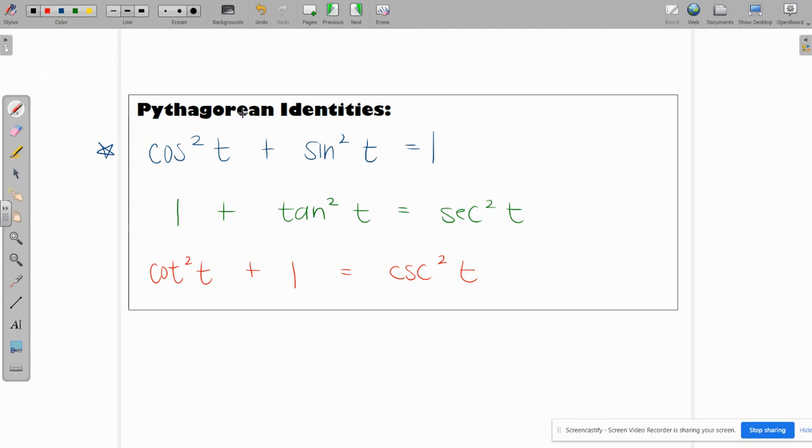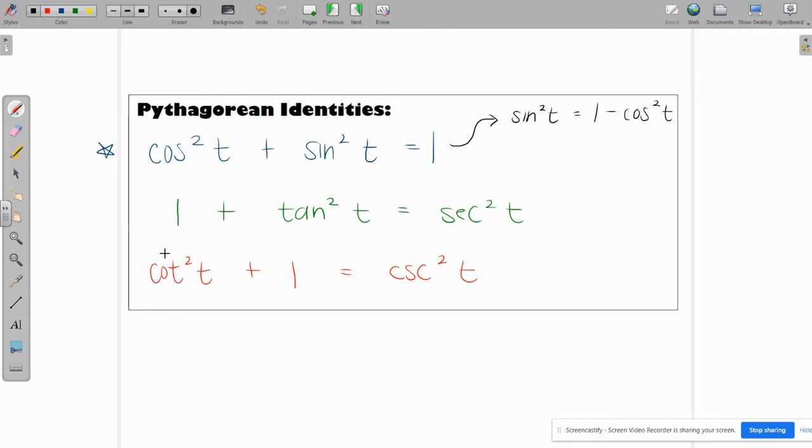One thing to keep in mind is that these identities could be manipulated. In other words, you could solve for different pieces. So for instance, from the first one, maybe I wanted to isolate sine squared. So sine squared, if I took away cosine squared, would equal 1 minus cosine squared of your angle. This stems from the original Pythagorean identity, but I just wanted to show you that you can change things and solve for different pieces.